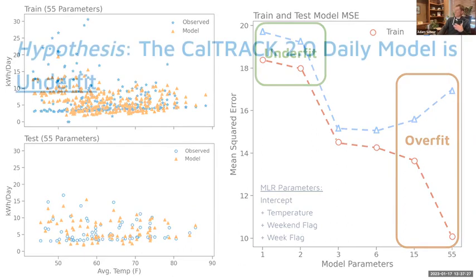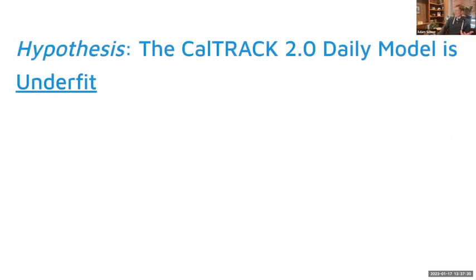Okay, so our hypothesis is that the CalTrack 2.0 daily model as it is currently formulated is an underfit model. It is not aware of weekend, weekday. It's not aware of seasons. And we see very definitive changes in consumption patterns between weekends and weekdays and between seasons. And so our hypothesis is most of the time, we need actually a little bit more of a complex model in order to get rid of seasonal bias, in order to get rid of weekend, weekday bias, and that we can do so and improve the predictability of the model.